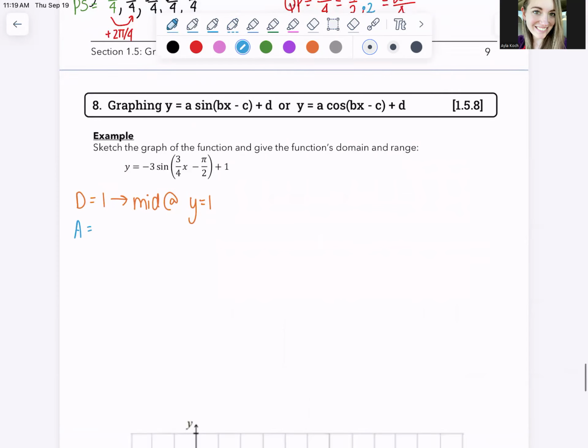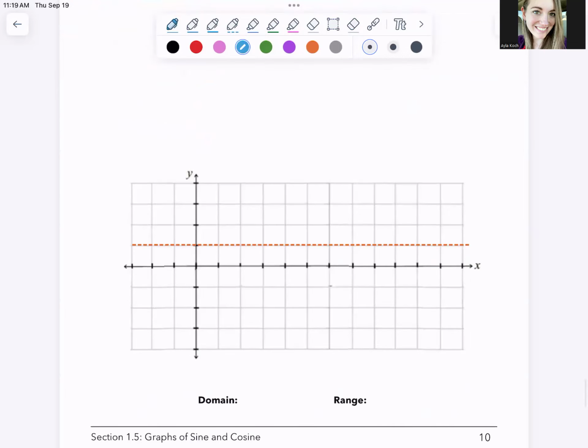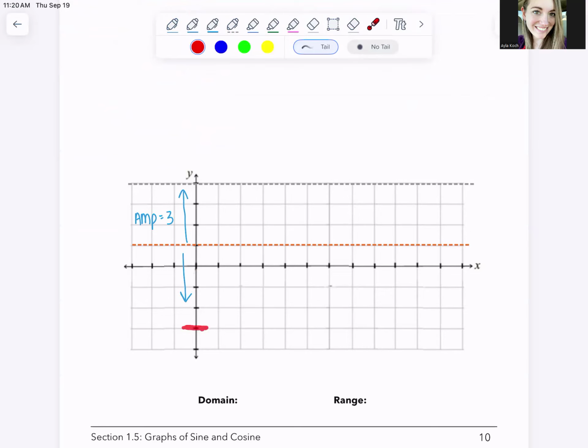Our amplitude, well, the a value is negative. A is -3, and that means our amplitude is 3. So we need to go 3 units up and 3 units down from the midline. 3 units up, because amplitude is equal to 3, and then 3 units down. Being really careful, we're not headed to -3. We're headed 3 units down from the midline.